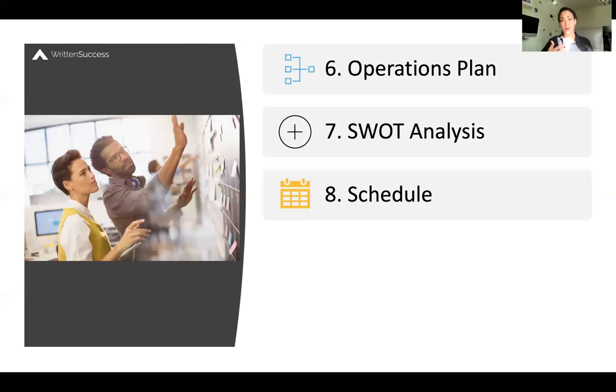The next section of your business plan should be the schedule. I like schedules to be quarterly. So looking at 3-month snapshots of, okay, in these 3 months, we're going to do this, and then we're going to do this, and then we're going to do this. But whatever your timeline is, make sure it at least spans 1 year, if not 2 or 3 years, depending on how much you have going on in the future.